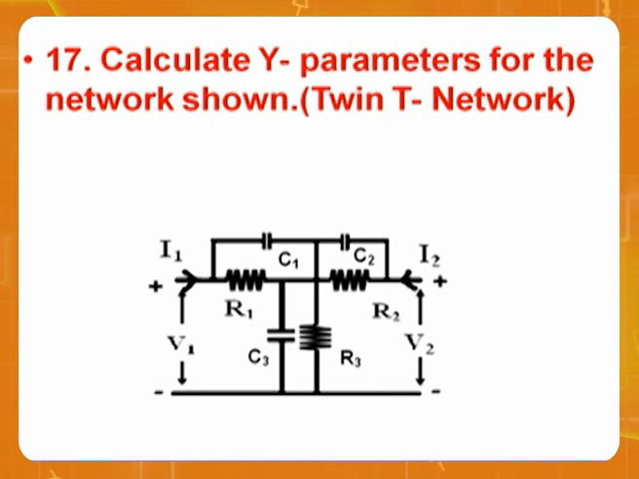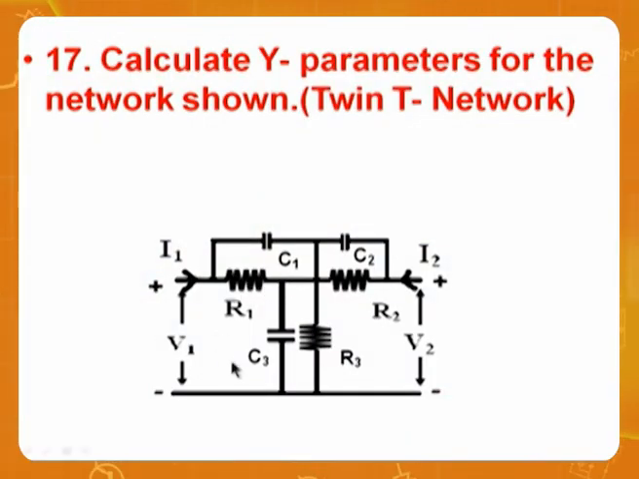17th problem. Calculate Y parameters for the network shown. I am calling it a twin T. You know why it's called twin T? The lower one is one T, the upper one is another T. So those two are mixed. That's why it's called a twin T, 2T network. The lower one is a low pass filter, the upper one is a high pass filter.